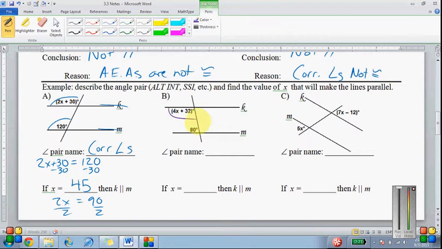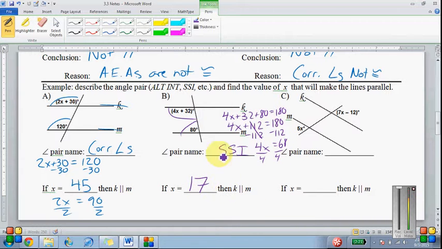Over here, we've got same side interior angles. They're on the same side of the transversal inside the two lines. So these two things have to add up to 180. So 4x plus 32 plus 80 should equal 180. 80 plus 32 is 112. So 4x plus 112 should equal 180. If I subtract the 112, I'm left with 4x equals 68. Divide by 4, and I get that x has to equal 17 to make these two lines parallel.